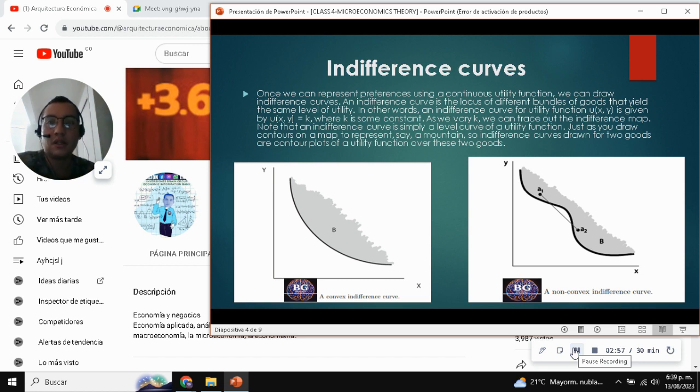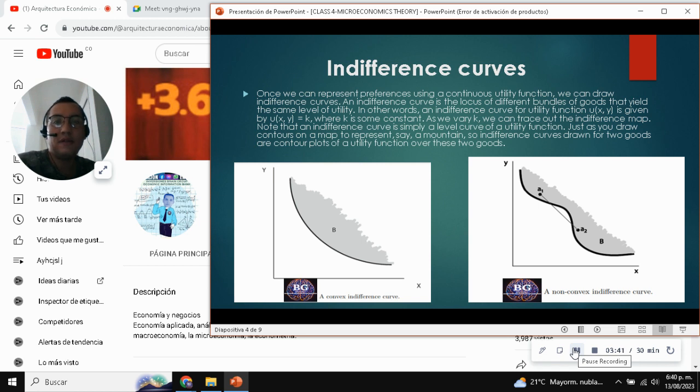Indifference curves. While we can represent preferences using a continuous utility function, we can draw indifference curves. An indifference curve is the locus of different bundles of goods that yield the same level of utility. In other words, an indifference curve for the utility function u(x, y) is given by u(x, y) = k, where k is some constant. As we vary k, we can trace out the indifference map.